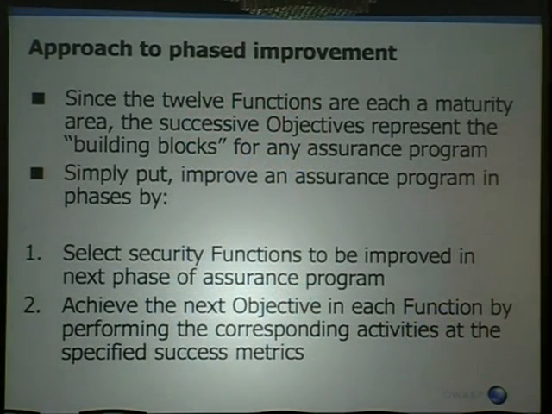So if this model makes sense in general, how it's structured, we can talk about sort of the phased approach to improvement. Now, the way you would improve an organization is actually rather simple, at least in theory. You would pick the security functions that you want to improve in the next iteration of your dev program, or your assurance program, I should say, and then you would accomplish the next level in each one of those security functions. So basically, planning an assurance program becomes selecting from the 12 which ones you're going to improve next, and then improving them by actually upgrading the activities that you're doing and making sure that you're performing at the next level of success metrics that are defined. So it should be relatively straightforward.